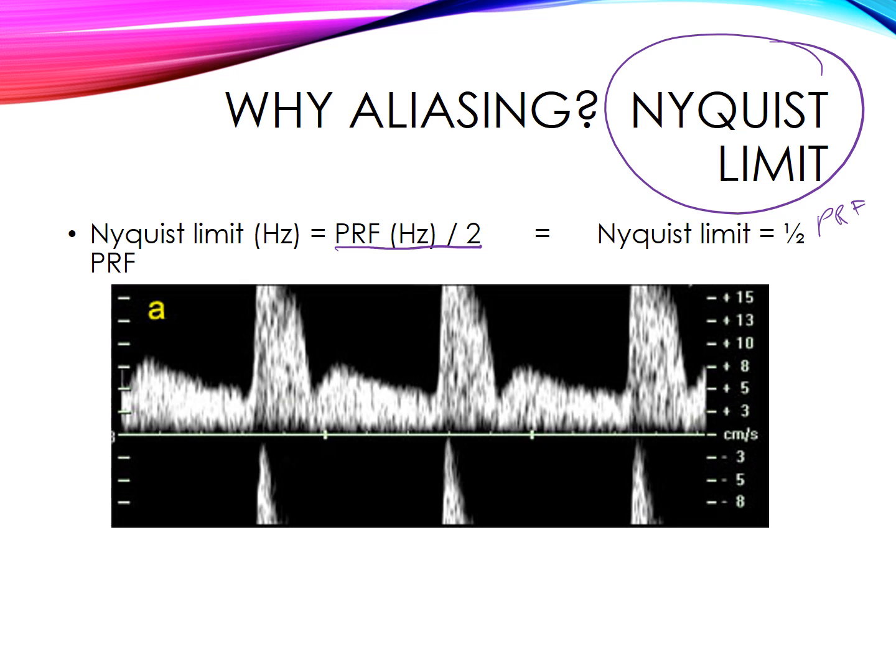This is another example. We have our baseline here. Our velocities are reaching the top of our scale, or our PRF, and because that's our Nyquist limit, they are wrapping back around and being displayed below the baseline.